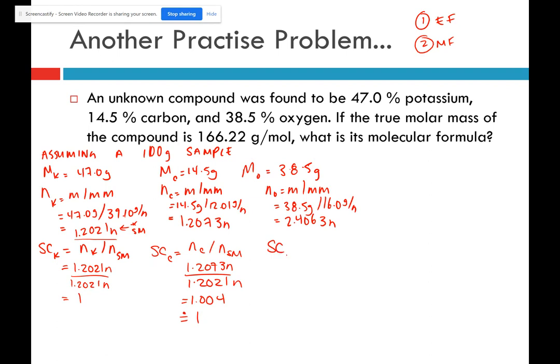And the subscript for oxygen is going to be moles of oxygen divided by moles of whatever is the smallest, which will be 2.4063 moles divided by 1.2021 moles. It's going to give us 2.002, which is approximately 2. So that means our empirical formula for this substance is KCO2.